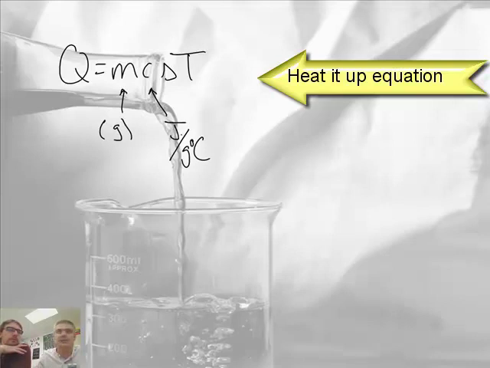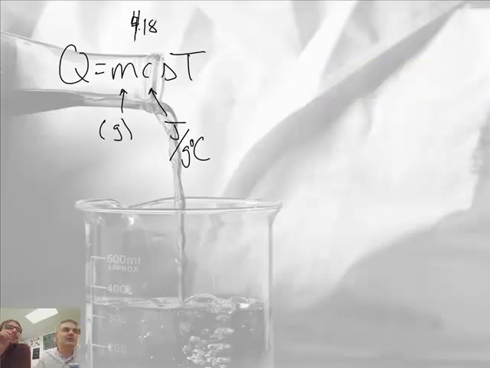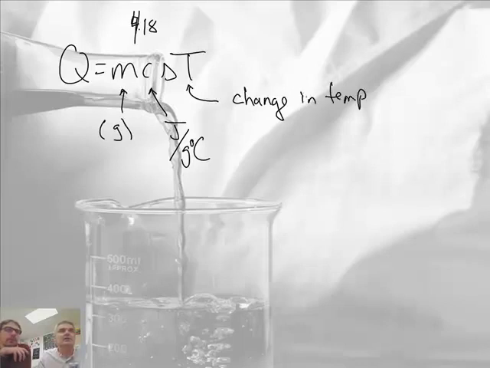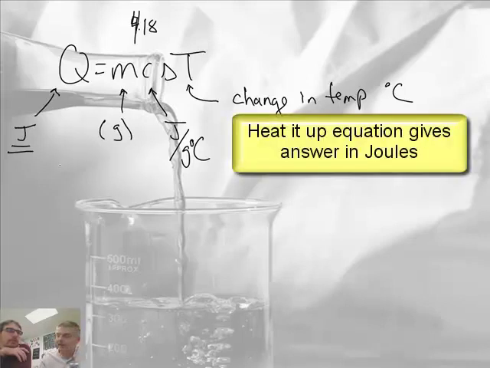You might remember that the most common one that we work with is the specific heat of water, which is 4.18. And that's liquid water, we should point out. Yeah, that's true. Because ice and steam have different specific heats than liquid water. And delta T is the change in temperature. So that'll be in degrees Celsius. In degrees Celsius. Now, Q, when we get this, will give us a joule answer. Yes. All right, that's important.